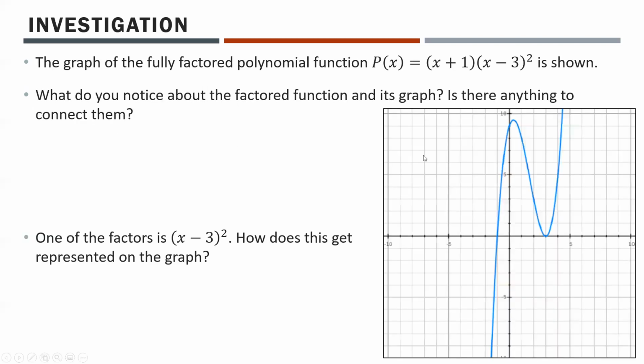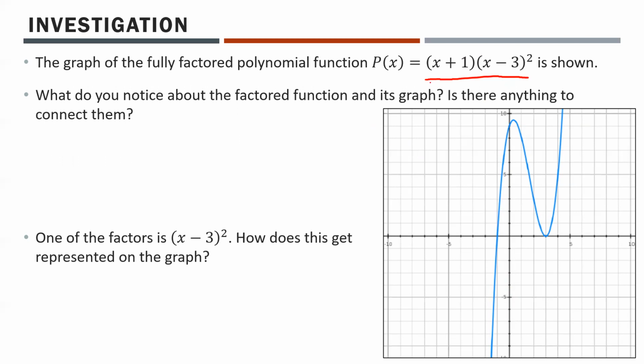Anyway, let's get going. So just a brief investigation first. The graph of the fully factored polynomial function p of x equals (x + 1)(x - 3)² is shown. What do you notice about the factored function, so this form right here, and its graph? Is there anything you see to connect them?